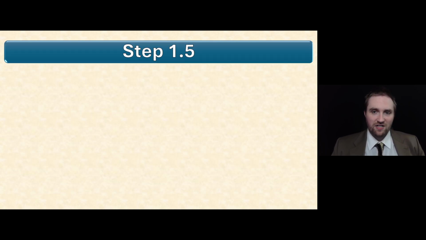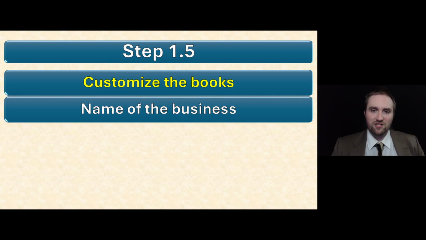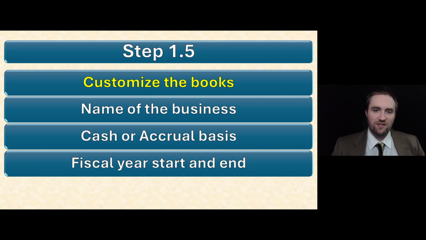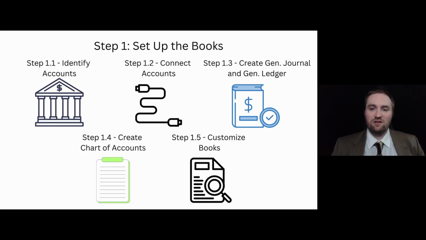Step 1.5. The final step of setting up the books is customizing the books for your business. This means writing down important details that are specific to your business. Things like the name of your business, whether you're cash basis or accrual basis, what the fiscal start of the year is, opening balances for any accounts, and of course what the fiscal end of the year is. After adding this information, you've completed setting up the books and thus have finished step 1 of the bookkeeping cycle.